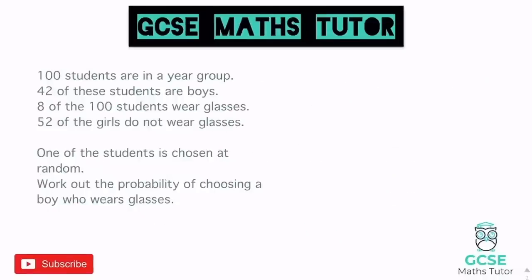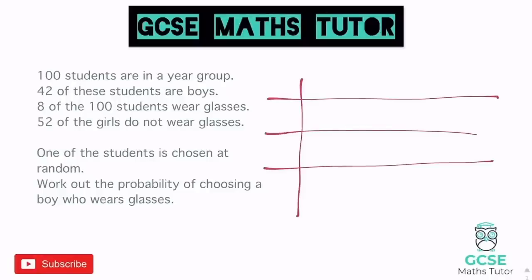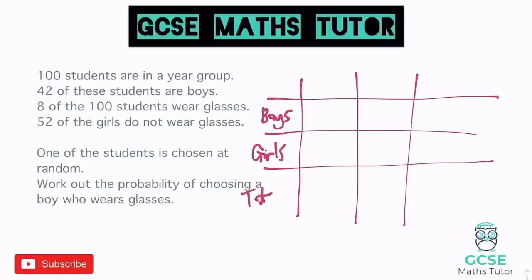Okay, so we've got a lot of information here. 100 students are in a year group, and then we've got some information about whether they wear or do not wear glasses. And it wants us to work out the probability of choosing a boy who wears glasses. Now, when you've got a lot of information like this, I like to organise it in a two-way table. So I'm going to put this all into a two-way table. Again, you could use a frequency tree, but I'm just going to opt for using a two-way table. So we could have boys and girls on the side. Again, you could have them at the top, but I'm going to put them to the side. And then you've got a total down the bottom. And then we've got whether they wear or do not wear glasses.